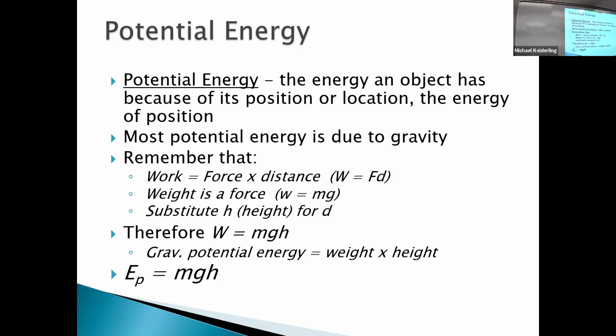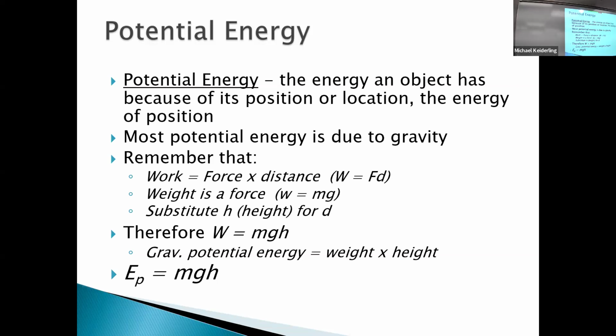So if you have a mass, if I raise this mass up, I put energy into it because I have to work against its weight. And I can get that energy back by letting it fall. I'm not going to actually let it fall.